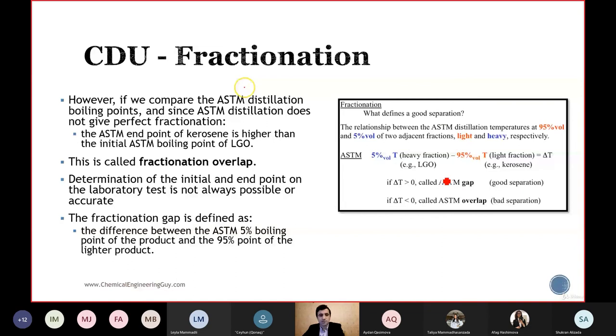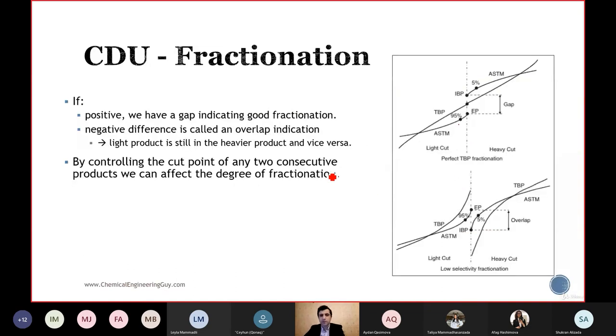So what is it about briefly? Fractionation is done based on the boiling points. We have a light cut here and a heavy cut here. If we have a gap between the light cut and the heavy cut, that is perfect. It means that it starts from 30, ends at 180, and we have 180, 240. This is the naphtha. This is the kerosene. If you can do that, this is perfect, but that is not nearly possible to do perfectly.